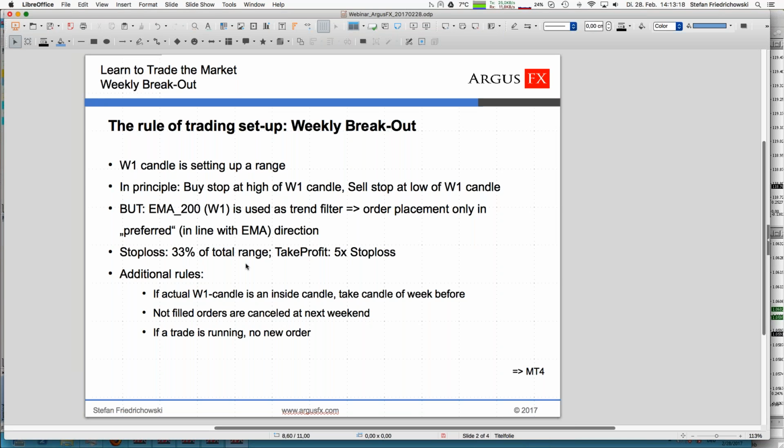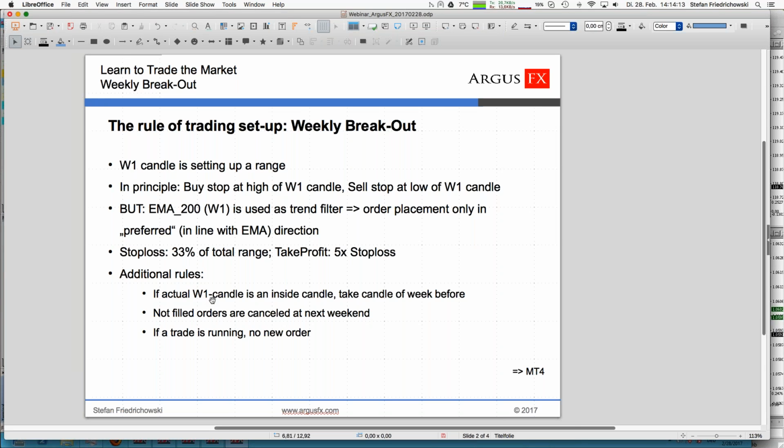Later, when we go through the details in MT4 for that specific setup, you will see there are some special conditions. For example, one is that maybe the last week's W1 candle is a so-called inside candle compared to the previous W1 candle. In that case, we take that previous candle for those ranges. I will show you examples of those inside candles. It would mean that the last week is completely within the week before. So that is a special condition. From time to time that happens, and in that case we take the candle of the week before for those entry levels.